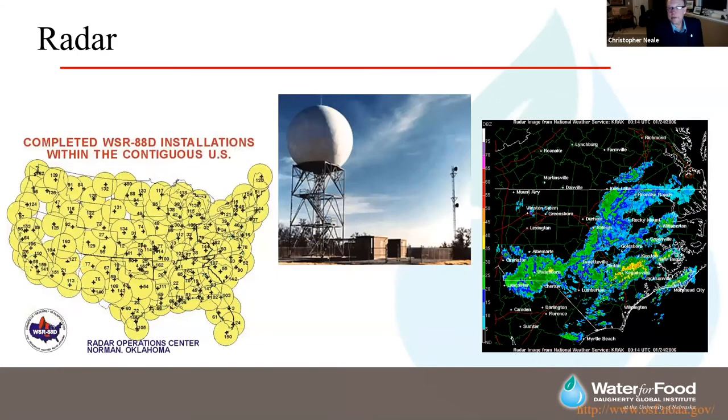Also, other source of data is radar, and the U.S. is very well covered with precipitation radars like the one you see in the picture here that produces these images, and you can get intensity and amount of precip from radar spatially.